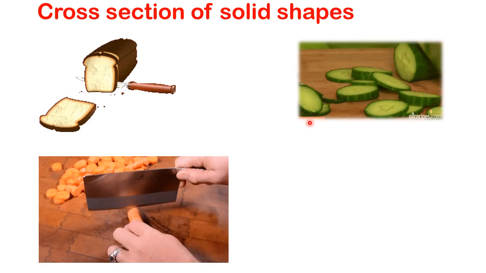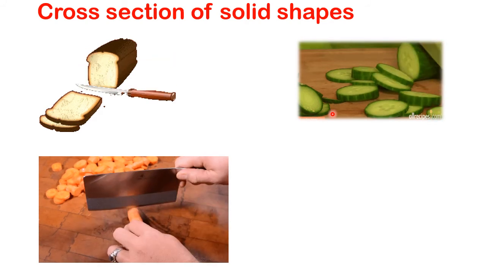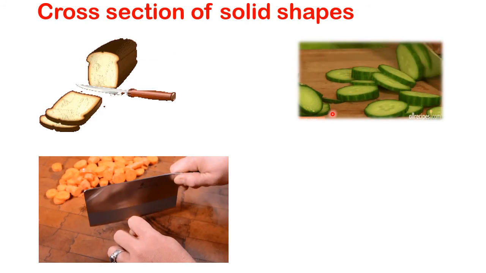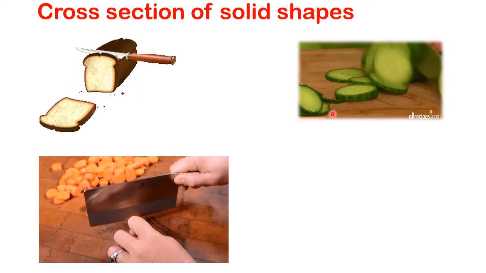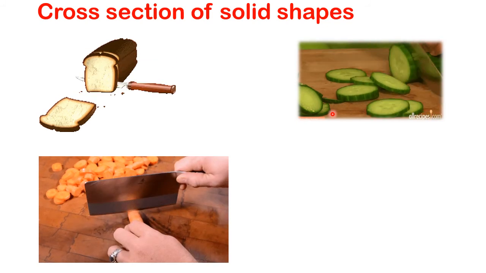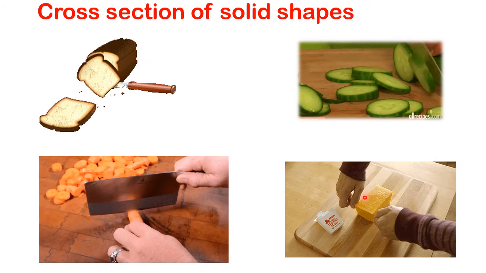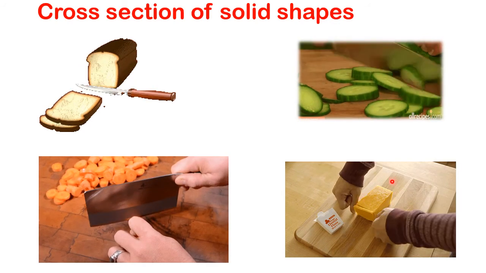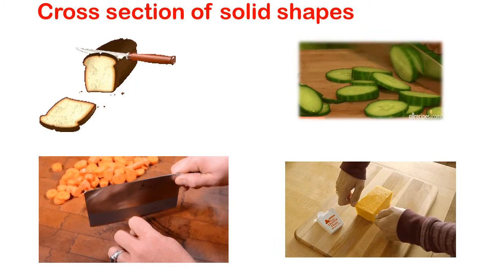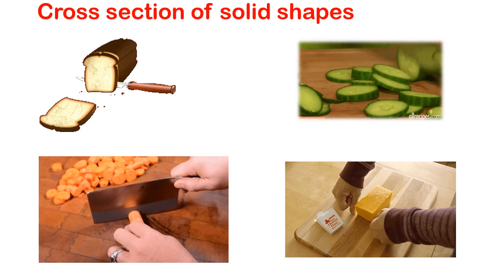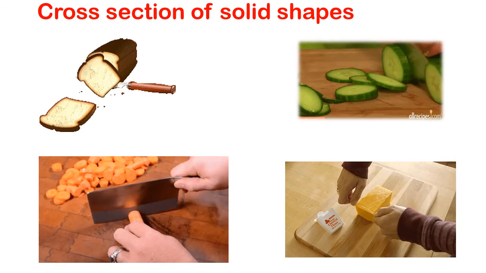The same way, the cucumber also. Not only cucumber, many vegetables like radish and plantain stem are like this. When we cross sect those vegetables, we get a circle shape. Here the butter, the whole butter looks like a cuboid shape. So when we cut this butter into small pieces, we get a square or rectangle shape, depending upon the size.